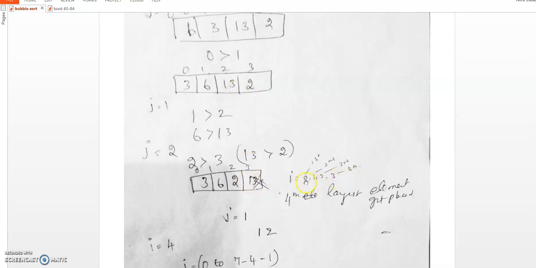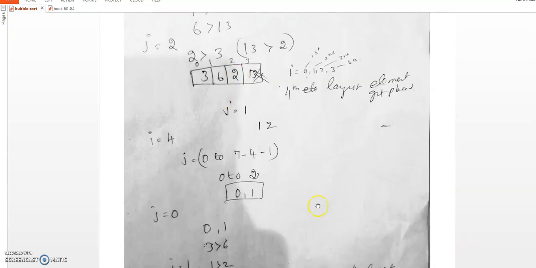So I already told, when i equals 0, the first largest element is placed correctly. When i equals 1, the second largest element is placed correctly. When i equals 2, the third largest element. When i equals 3, the fourth largest element gets placed. Now only the remaining 3 values are there to be sorted. So now the i value becomes 4. In that case j varies from 0 to 7 minus 5, which is equal to 2. 2 means j will take the values of only 0 and 1.